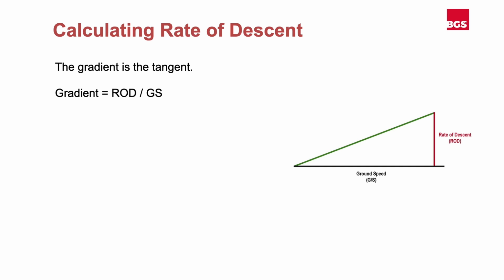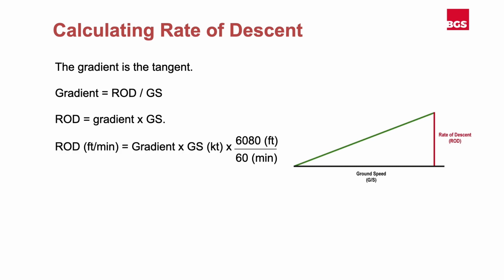And just move that around a bit to get the rate of descent on its own, so that becomes the rate of descent equals the gradient times the ground speed. Now we've got a problem with units because the rate of descent we want in feet per minute and the ground speed is in knots, so we need to think about that. The ground speed we're given in knots, so to turn that into feet per minute I multiply it by 6080 and divide that by 60 to turn it into minutes rather than nautical miles per hour.